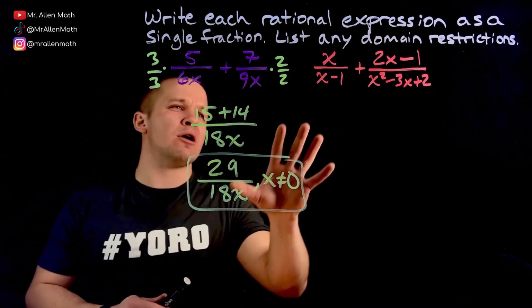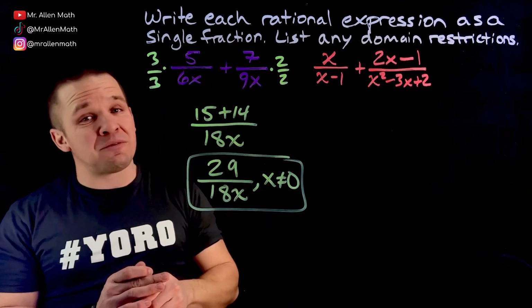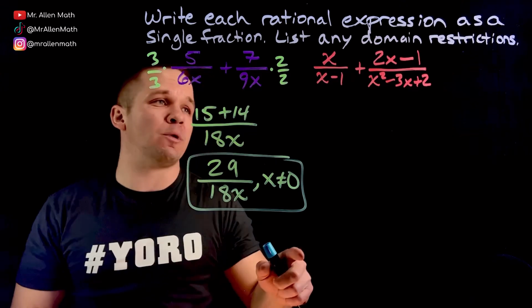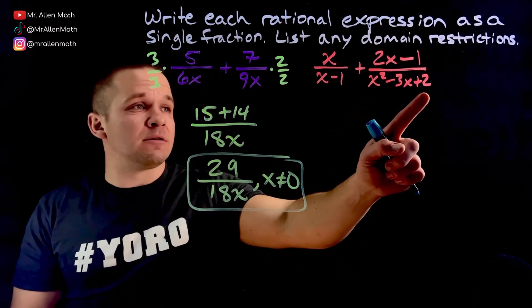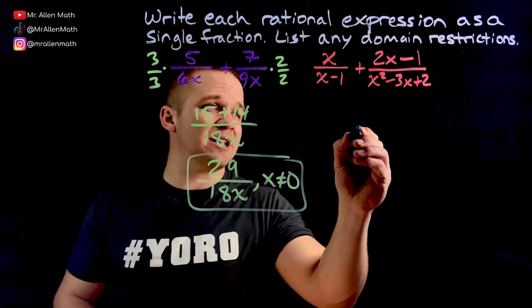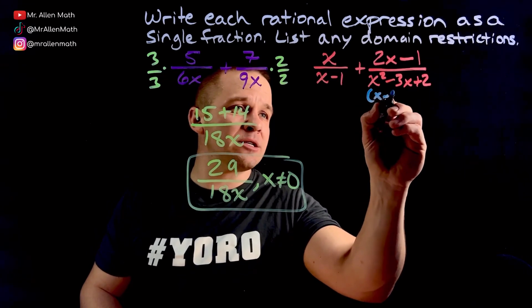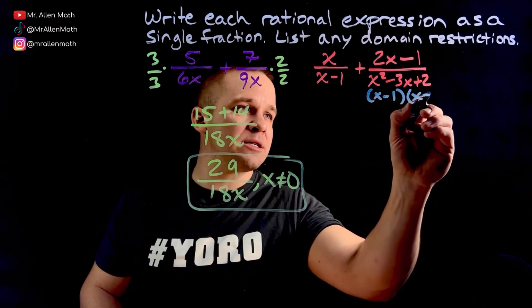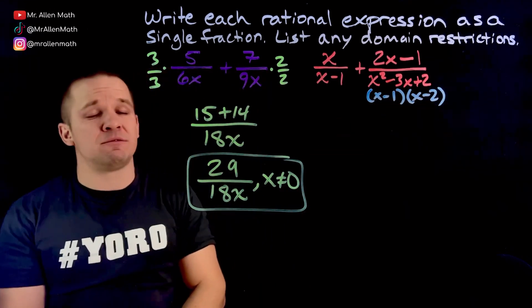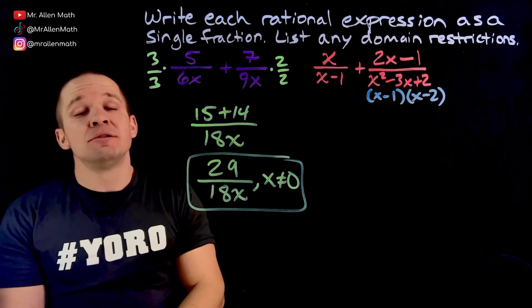I'm going to change the blue here for this red problem. All right, we got to do some factoring on this one. My denominator on the far right, okay? What multiplies to 2 and adds to negative 3? That's going to be x minus 1 and x minus 2. That multiplies to positive 2 and adds to negative 3.